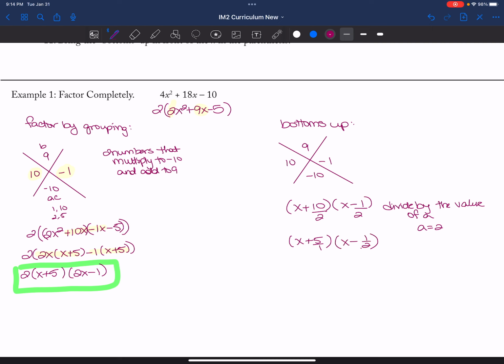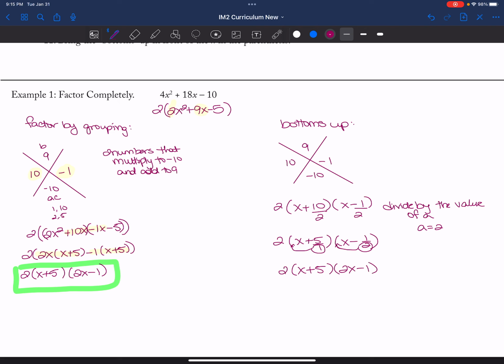I then take, this is where the bottoms up comes into play, because I take what's in the bottom, bring it up to the top as the coefficient of X. And I still have my 2 hanging out in front because that's my greatest common factor. So I'm left with X plus 5 and a 2X minus 1.